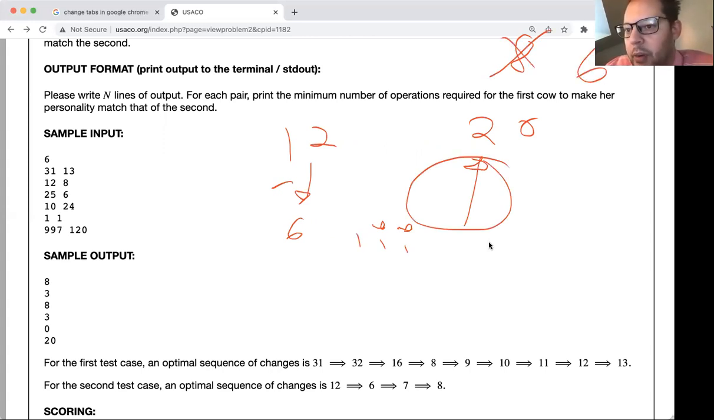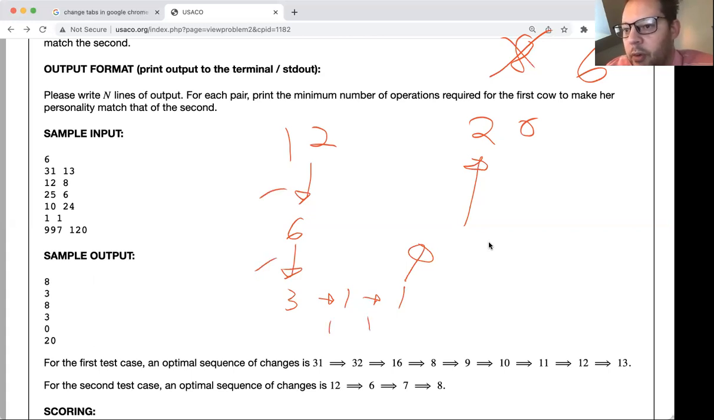Or if I was at 6, I could further divide by 2 again to get 3. And then I could add 1 and then 1 again, which would be 5. And then I could multiply twice to go to 10 and then to 20. And that would be 1, 2, 3, 4, 5. That's actually also 6 operations. So there's different ways we can go about doing this.